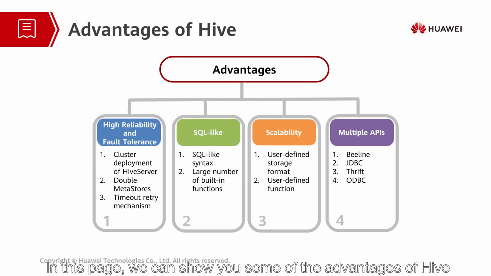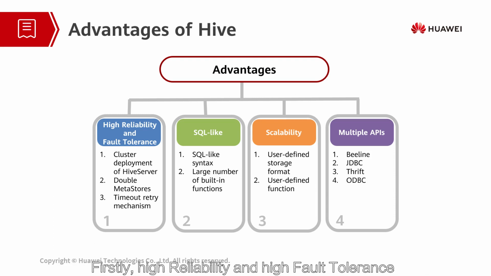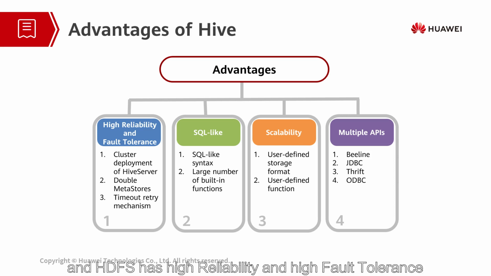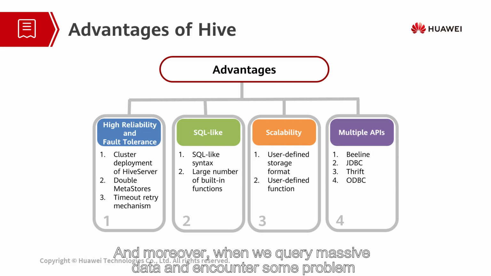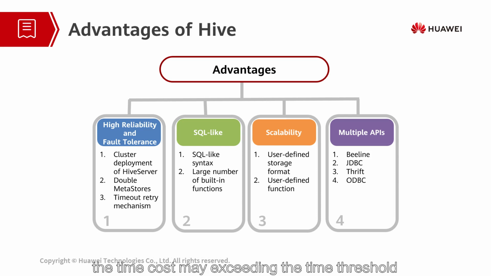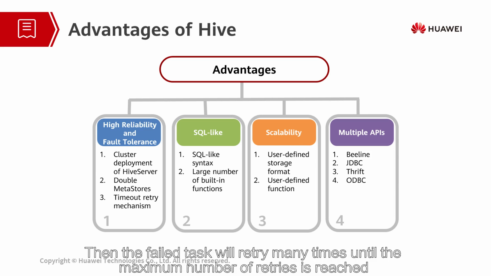On this page, we show you some of the advantages of Hive. Firstly, high reliability and high fault tolerance, because the Hive server depends on HDFS clusters, and HDFS has high reliability and high fault tolerance. Apart from it, Hive can be deployed with double metastores. Therefore, the metadata is also kept with high reliability. Moreover, when we query massive data and encounter some problems, the time cost may exceed the time threshold. Then the failed task will retry many times until the maximum number of retries is reached.